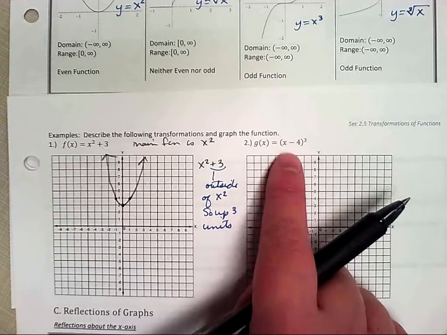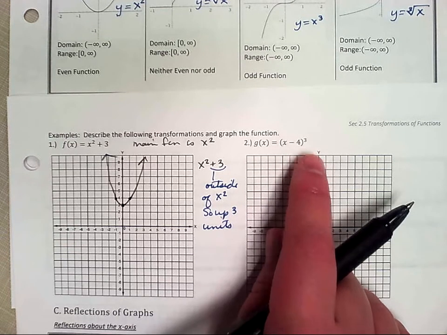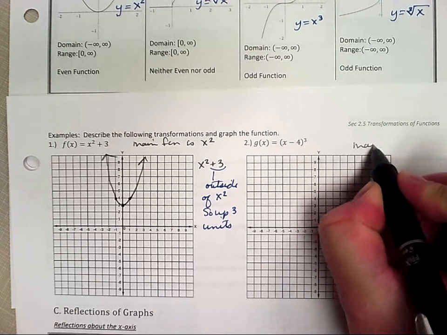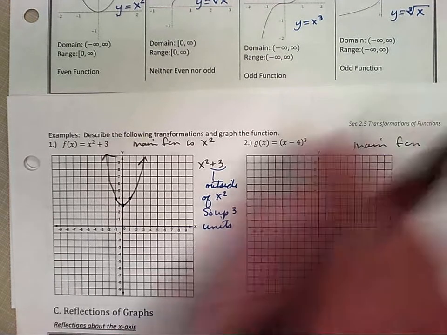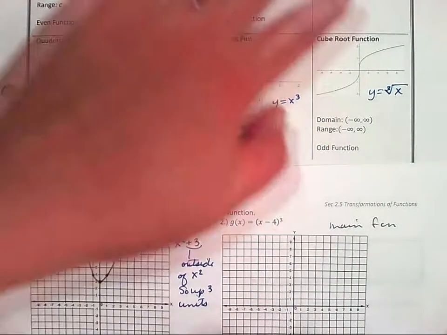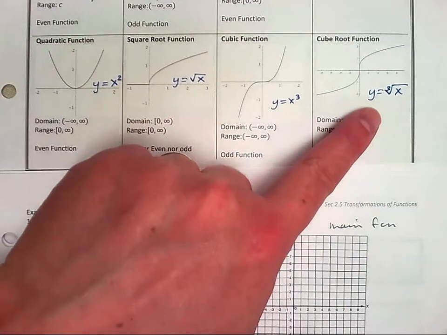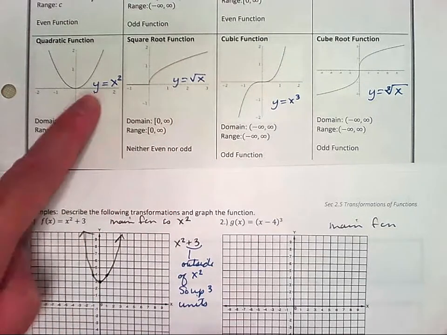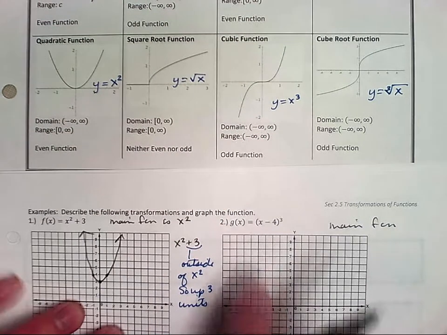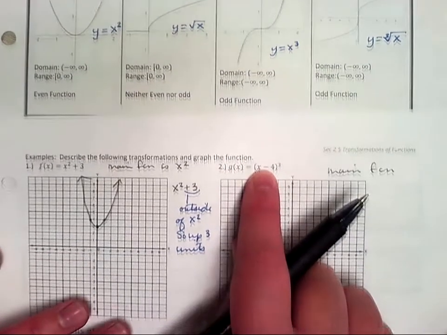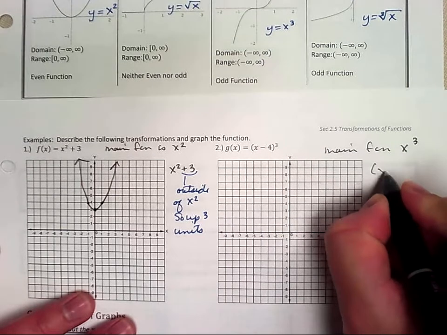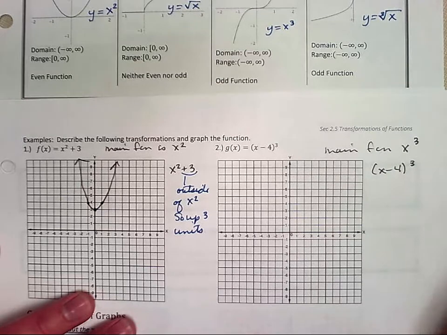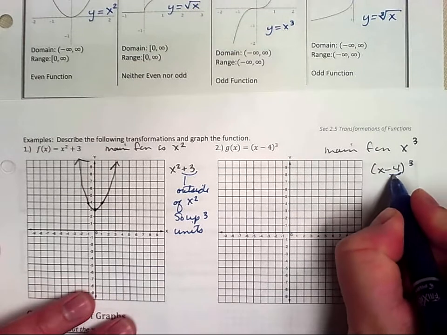So then I have g of x equals (x minus 4) cubed. So what's my main function? My main function is x cubed, right? Go back to this chart here. What do you have, right? I don't have the cube root. I have x cubed. I don't have square root. I don't have these ones. I have x cubed, right? This will end up being some sort of x cubed. So my main function is x cubed. I have (x minus 4) cubed. So this is on the inside of the cubed function.